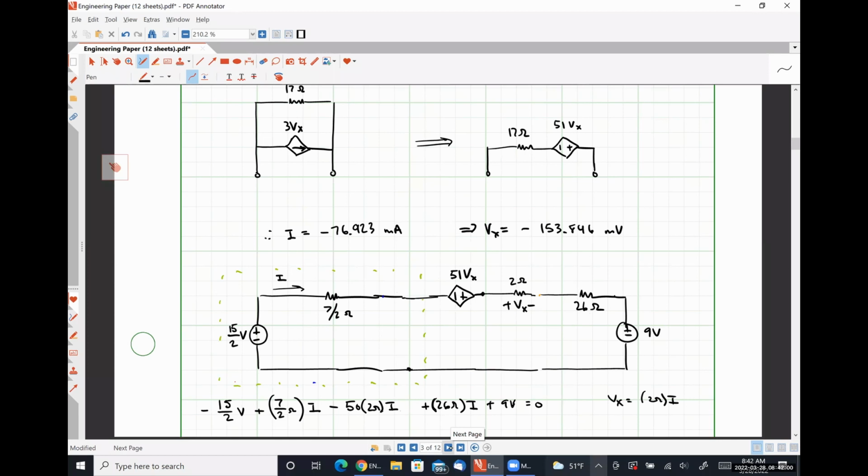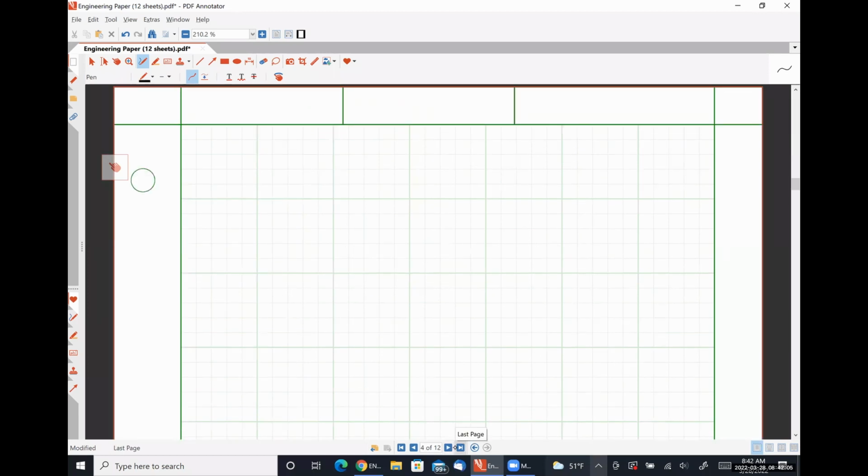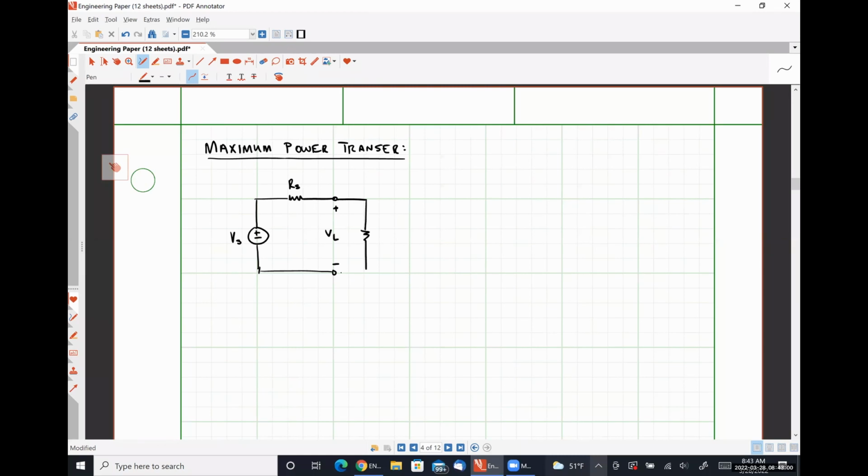Our next topic is the concept of maximum power transfer. So let's look at a practical voltage source first. Here is Vs. Here is Rs. Here is RL. Here is IL, okay?